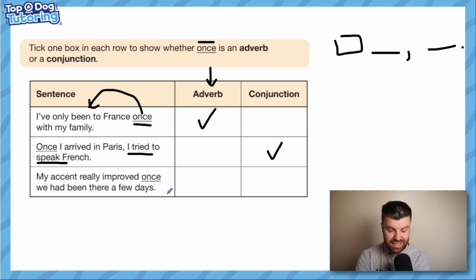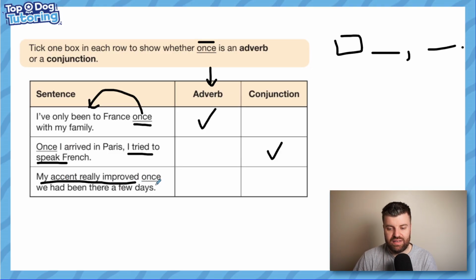My accent really improved once we had been there a few days. Now this is the trickiest one on the entire paper because you could say my accent really improved once when I was 10. You're saying how many times, right? So it would be an adverb, right? But this isn't an adverb. My accent really improved could be a main clause there that works on its own.